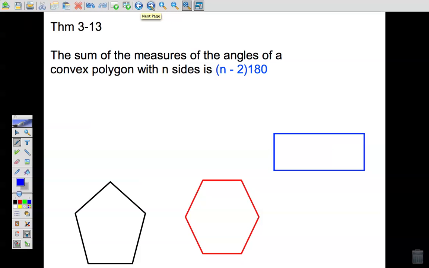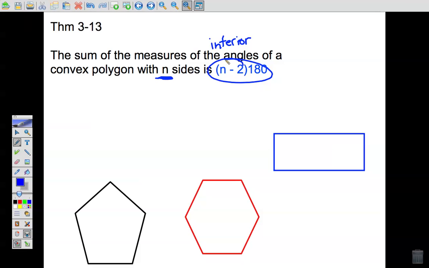And I want you to pause this and write down Theorem 313. Now, Theorem 313 says the sum of the measures of the angles of a convex polygon, and really we should say the sum of the measures of the interior angles, so I want you to add that, of a convex polygon with n sides. N sides stands for how many sides it is. And we're going to use this formula.